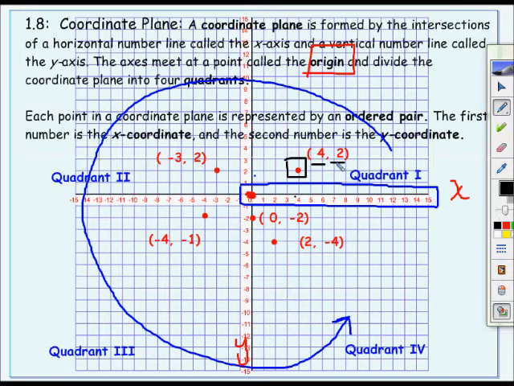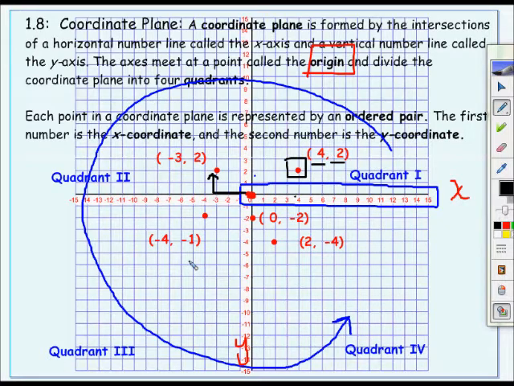If I'm in quadrant 2, I must have gone to the left first. So I went to the left, -3, and then I went up 2. So the left, and then up. So that's -3, 2. Same thing you can see to the left and down, -4, -1, and to the right, 2, but then I went down 4, so that's 2, -4, and that's in quadrant 4.